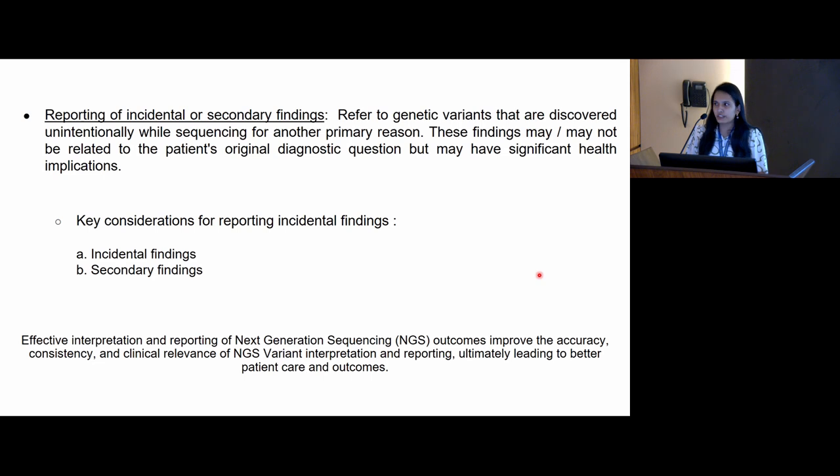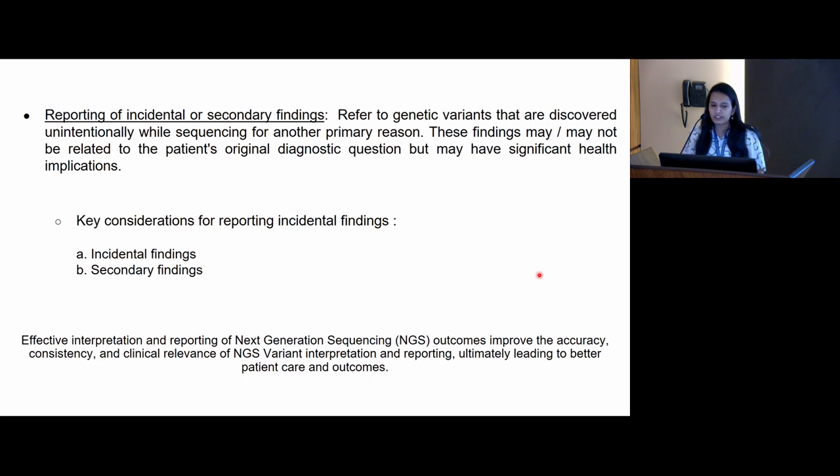So, what are the key considerations to be noted? A. Incidental findings. Incidental findings include variants that are found unintentionally during primary NGS analysis. B. Secondary findings. The secondary findings include analysis of the predefined set of genes known to be associated with significant health risks regardless of the primary reason for sequencing.